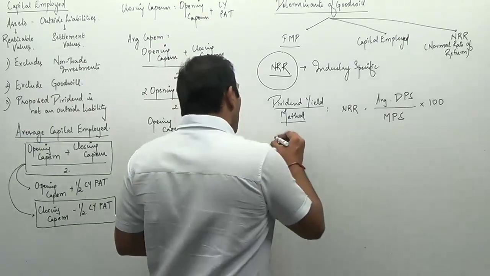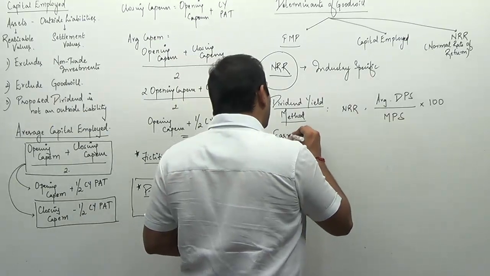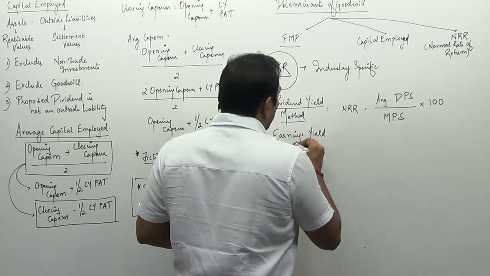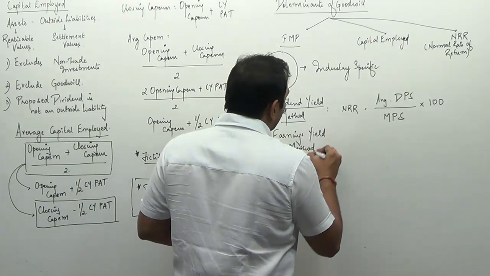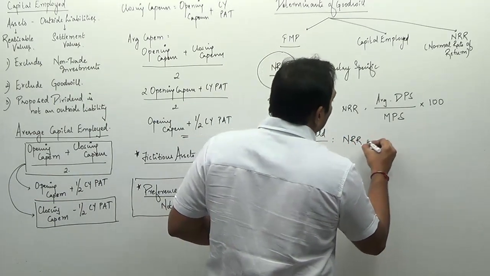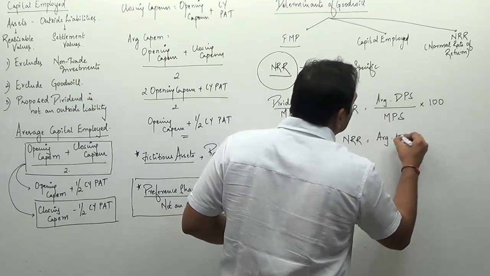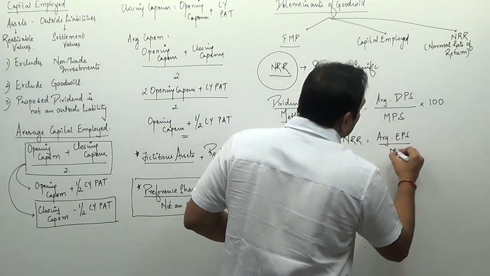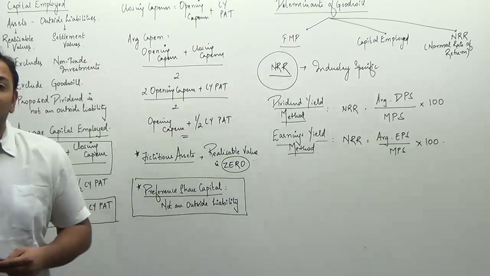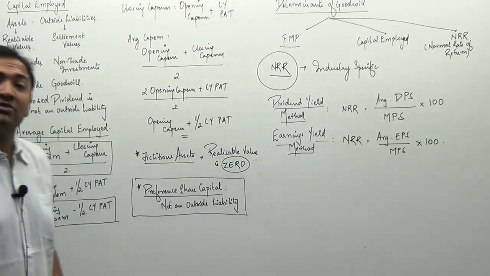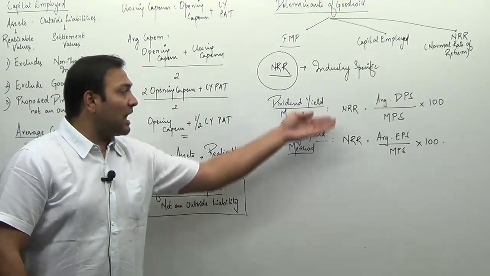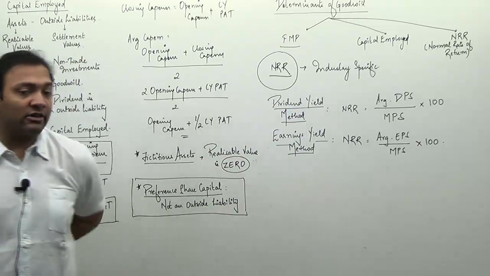Your dividend payout divided by your market price into 100 is the normal NRR for the dividend yield method. Or you can also have an earnings yield method, where NRR can be considered as average EPS by market price per share into 100. Which formula to use will be based on the data given in the question. If I am given average earnings, I will take the earnings yield method. If I am given average dividend, then I can take the dividend yield method.